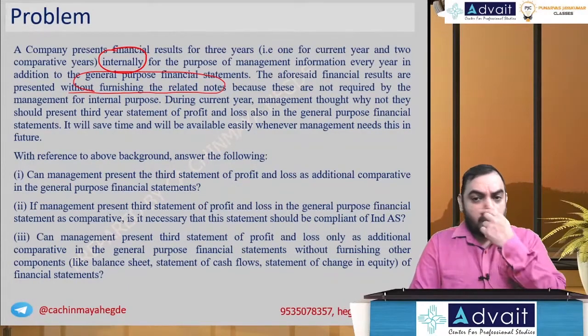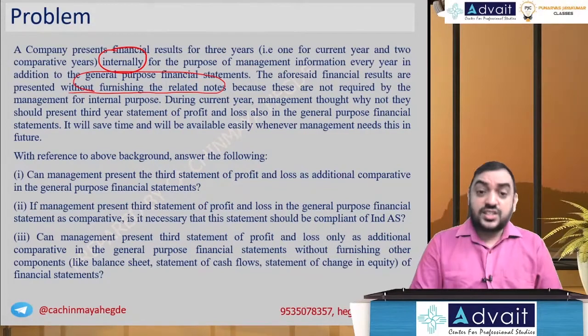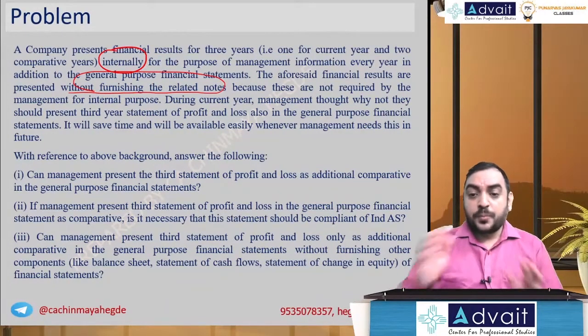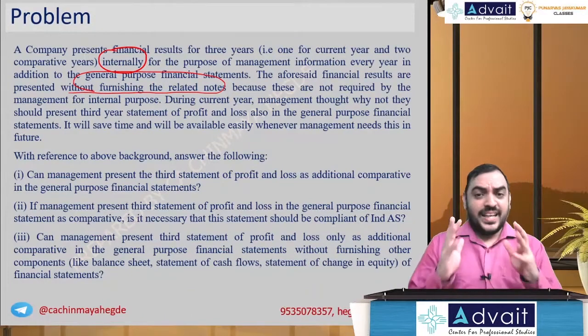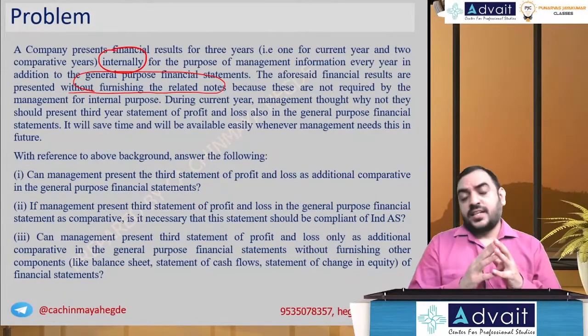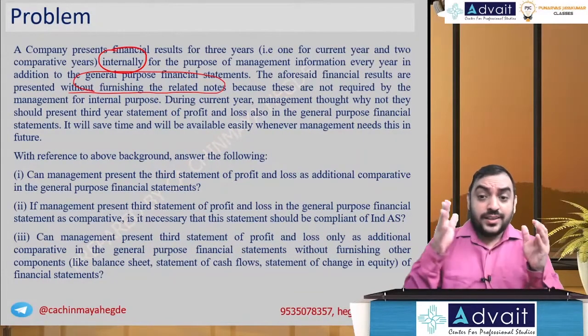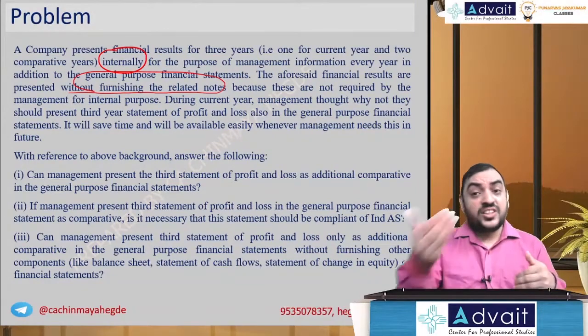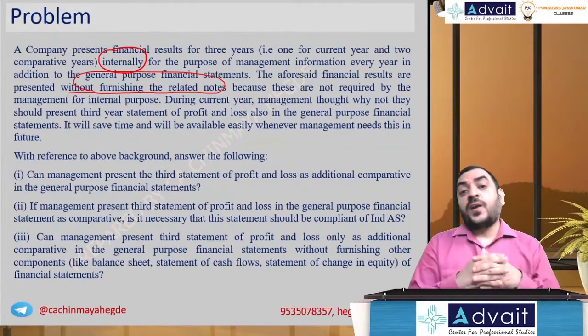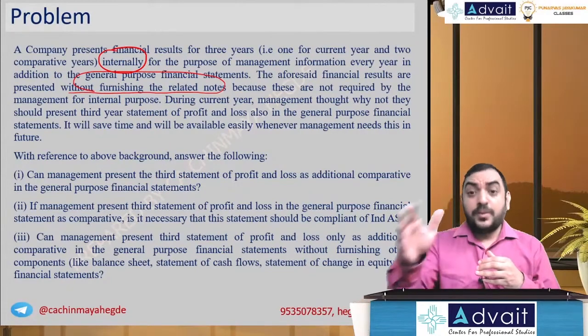During the current year, management thought, why not present the third year statement of profit and loss in general purpose financial statements? It will save time and will be available easily whenever management needs this in future. Have you got the points, my dear friends? What is happening here? Ind AS 1 or Schedule 3 for that matter requires you to prepare two financial statements, current year and previous year comparative. But the management is doing three financial statements internally without preparing notes for the third year. Now, can they roll out those three financial statements for the public also?